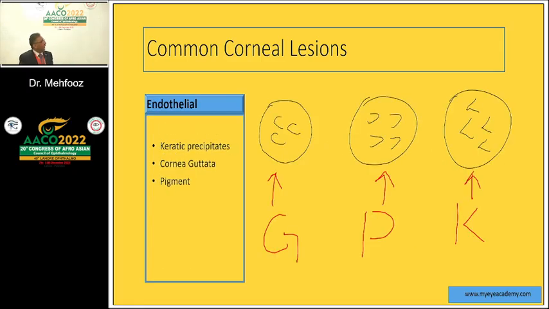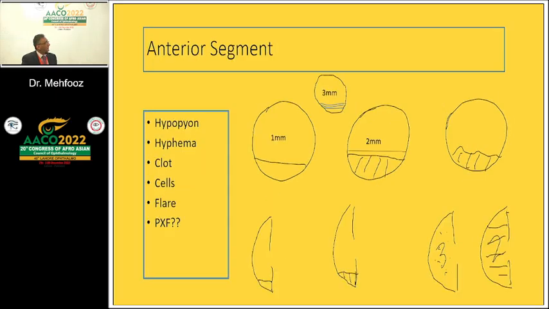Now, this is again the endothelial lesions. This sign is this part of the G, so this is for the cornea guttata. This part of the P you draw, and this is for the pigment of the endothelium, and this part of the K is for the keratic precipitates, the KP. So these are the signs for the endothelial lesions.